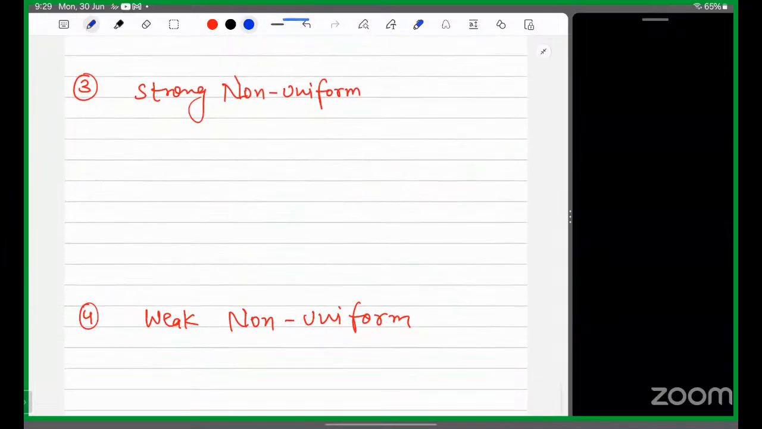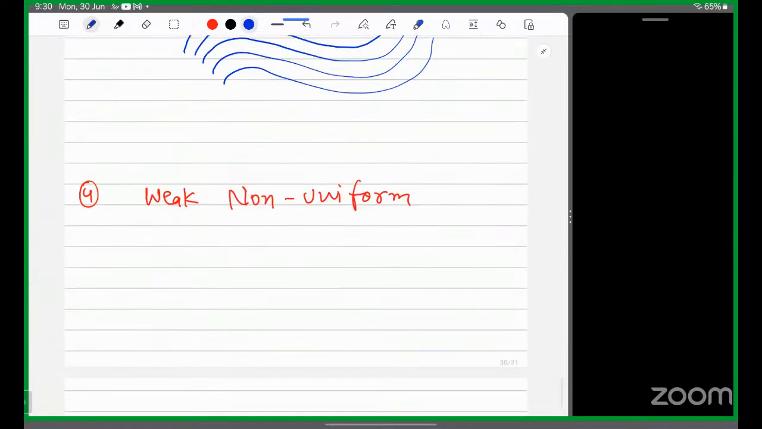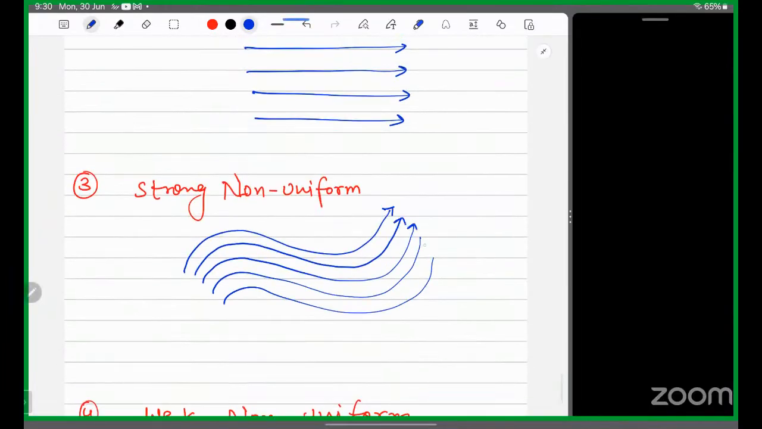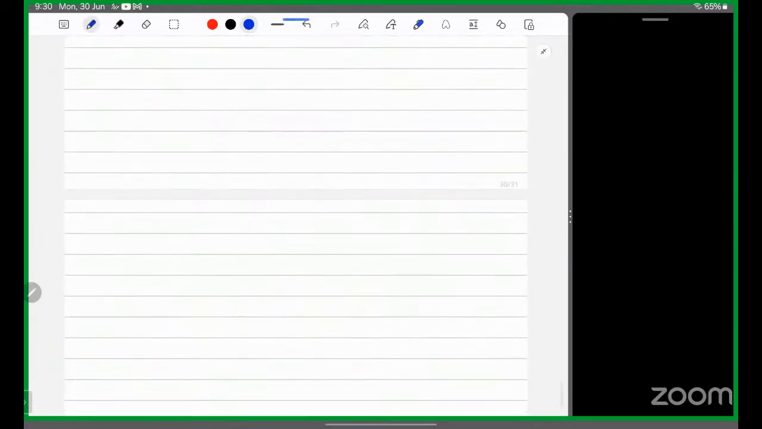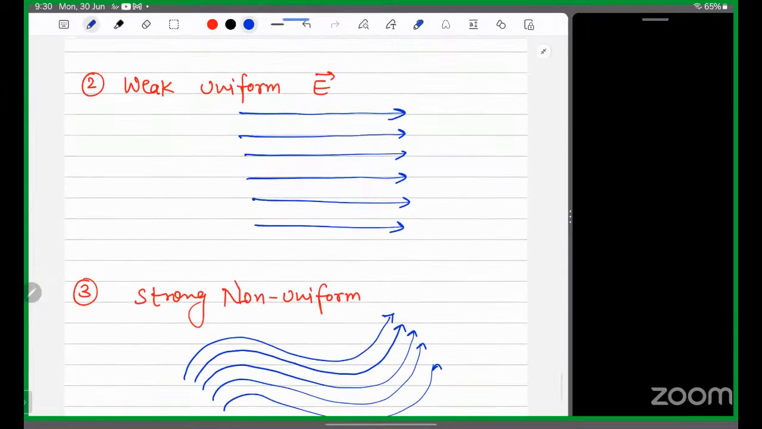Next, strong non-uniform. For strong, EFL will be close enough, and for non-uniform they are not going to be parallel. So let's say these are the EFL. This is strong and non-uniform. Weak and non-uniform will be something like this. This is weak and non-uniform.